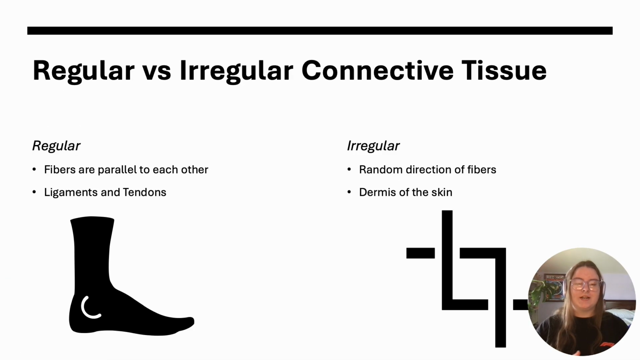When talking about dense connective tissue, there are two types, regular and irregular. With regular connective tissue, the structure allows for enhanced tensile strength and resistance only in the direction of the fibers because they are parallel to each other. This is found in the ligaments and tendons. With irregular connective tissue, there's a random direction of fibers, which allows for greater tensile strength in all directions, but less strength in one specific direction. This is mostly found in the dermis of the skin.